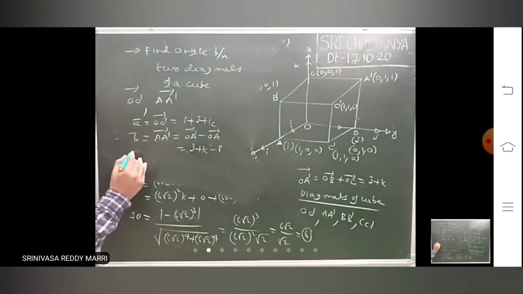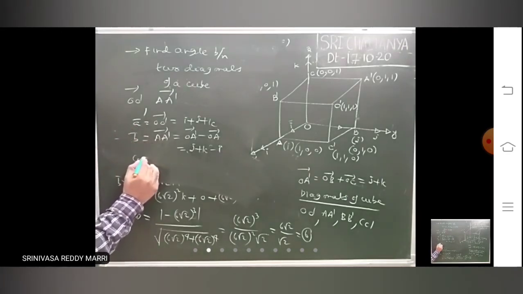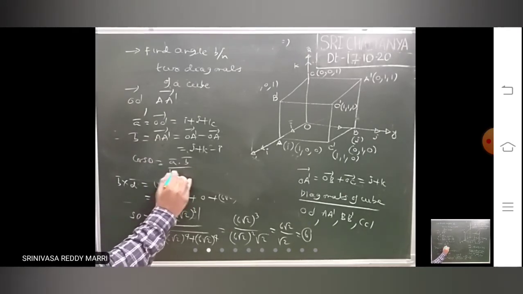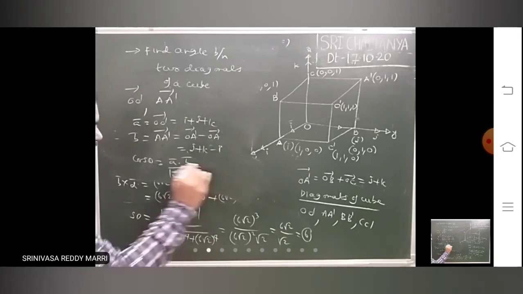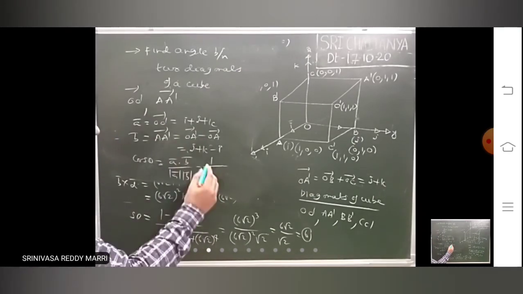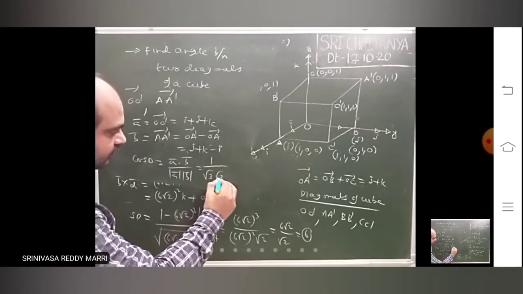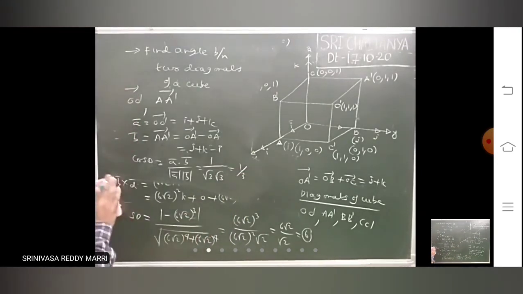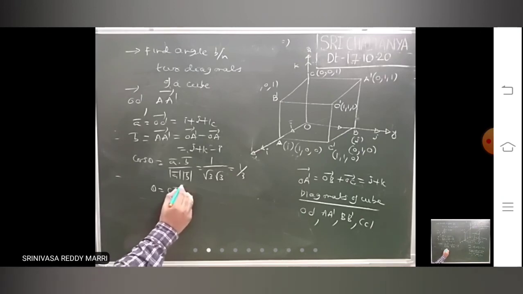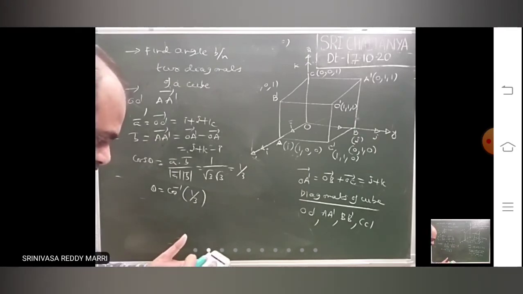So angle between these two vectors. What is the formula? Cos theta equals to A bar dot B bar divided by modulus A bar into modulus B bar. So A bar dot B bar means this is nothing but 1 divided by root 3 into root 3. So angle between any two diagonals of a cube is nothing but theta equal to cos inverse 1 by 3. Look at the next problem.